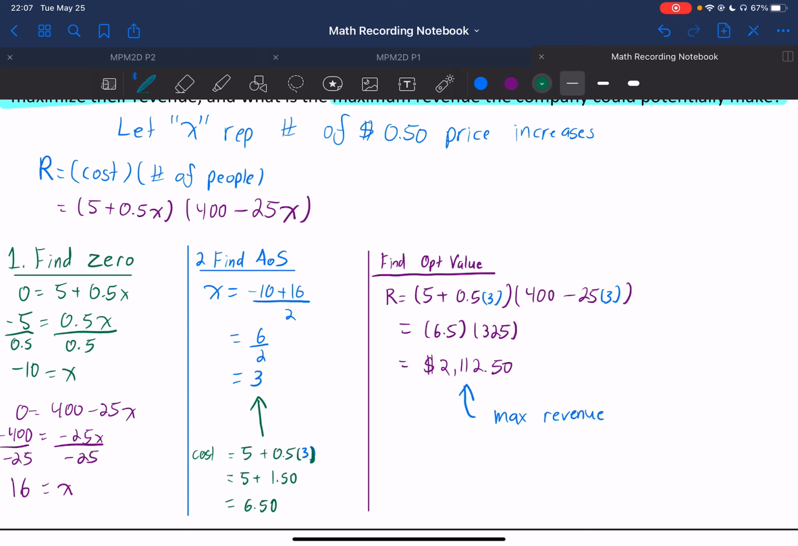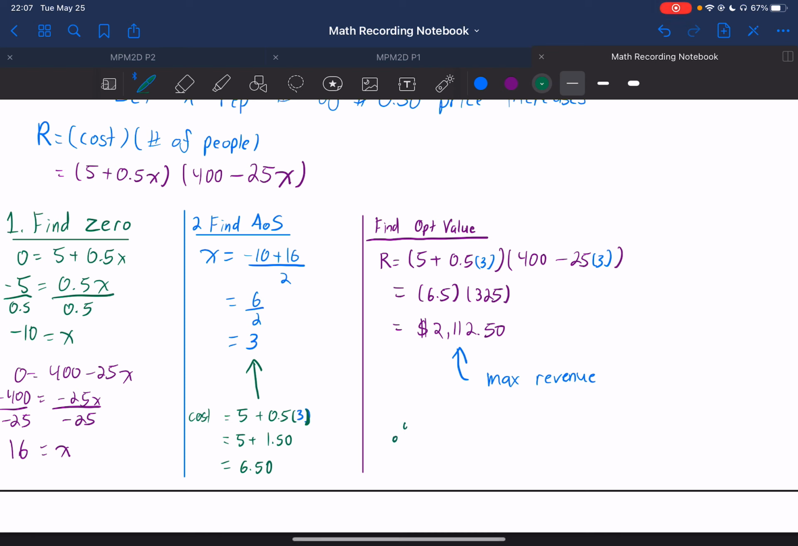So let's create our little therefore statement. Therefore, the max revenue is $2,112.50 at a ticket price of $6.50.